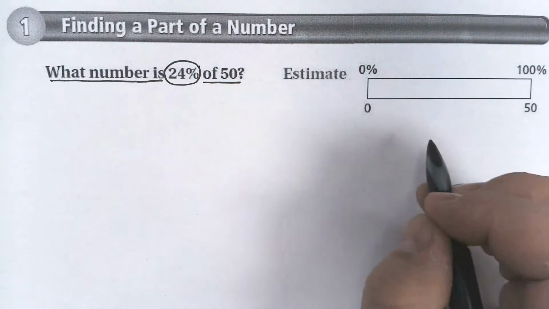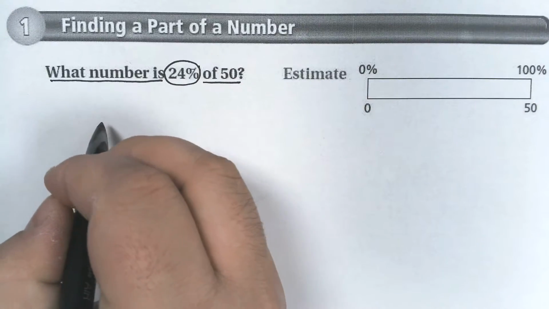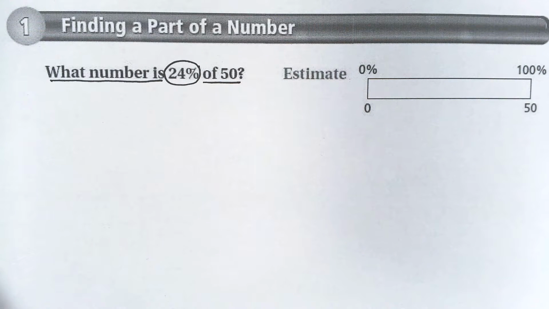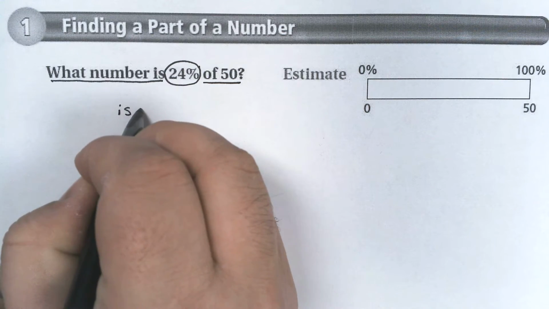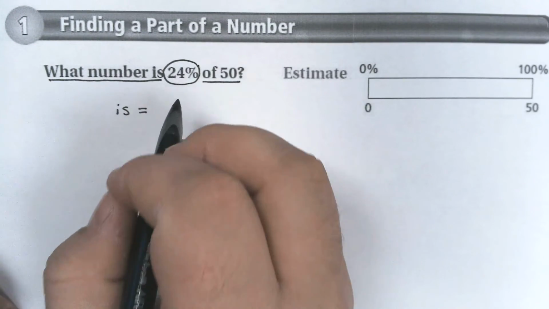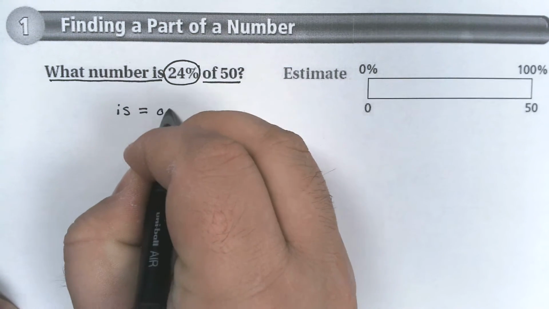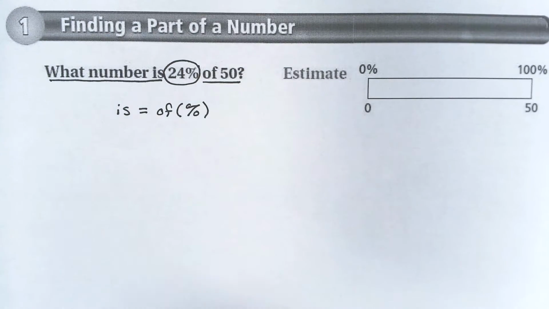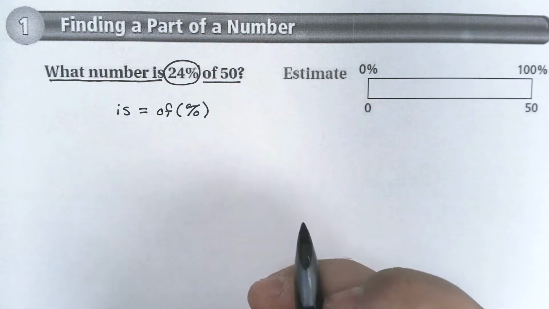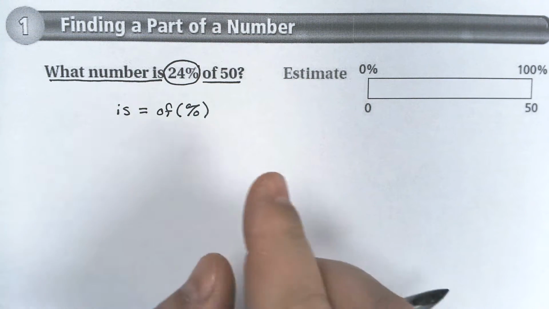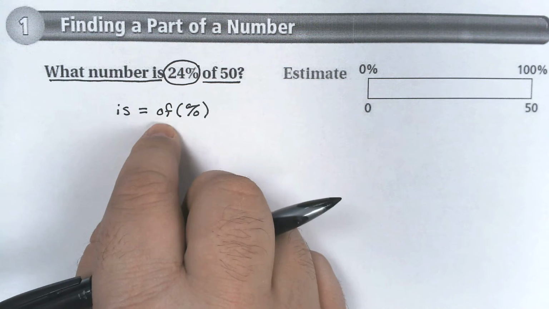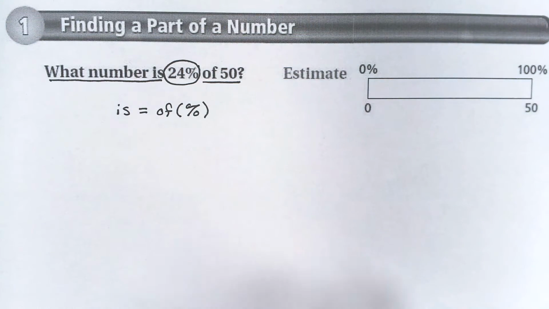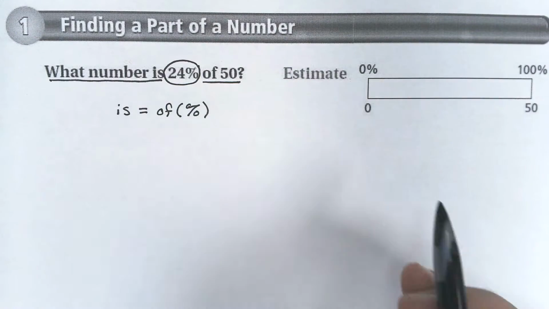Instead of two ratios set equal to each other, what we have is an equation that says our part, or number, our is, equals of times percent. Now I'm trying to use what we've done before. How the book does it is the A, of is the W, the whole, and P is percent. I mix them up, sorry. But we can use the same thing here.